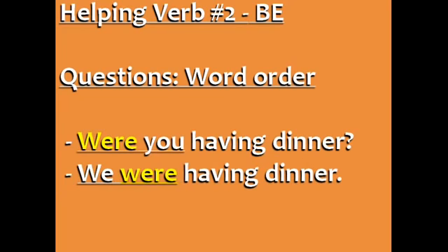Here's another example. Were you having dinner? The helping verb were comes before the subject, you, in the question form. In the statement, the order is reversed. We were having dinner.